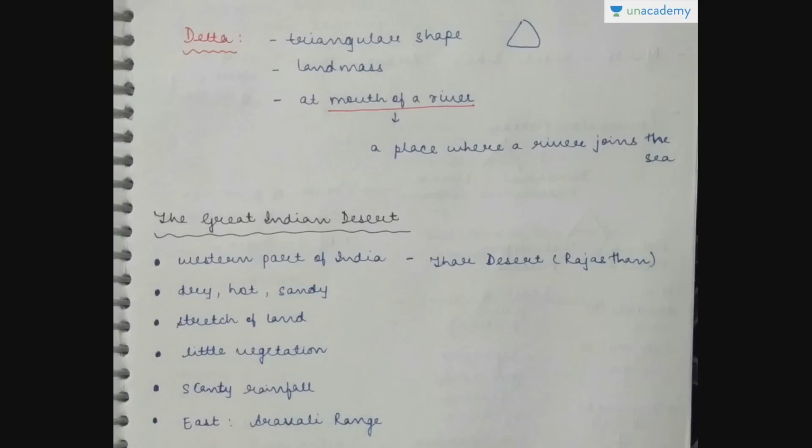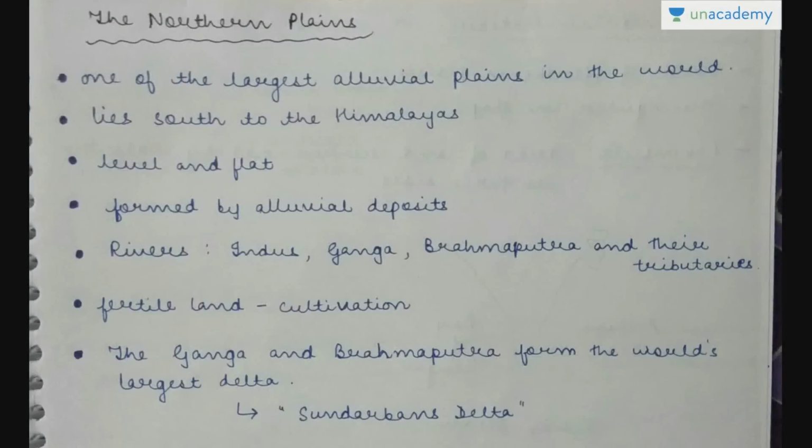It is triangular in shape and it is a landmass which is formed at the mouth of a river. So first of all, what is the mouth of a river? It is a place where a river joins the sea. So if a river is coming and the sea is here, at this place the river is joining the sea. So this is known as the mouth of the river. A triangular shaped landmass which is formed at this mouth of the river is known as a delta. So the Ganga and Brahmaputra rivers form the world's largest delta, which is known as the Sundarbans Delta.